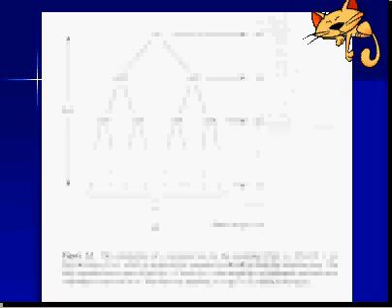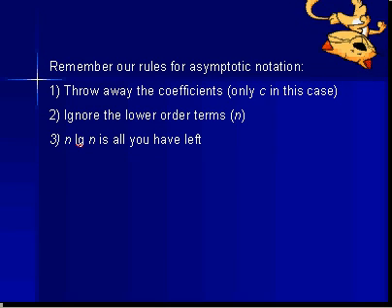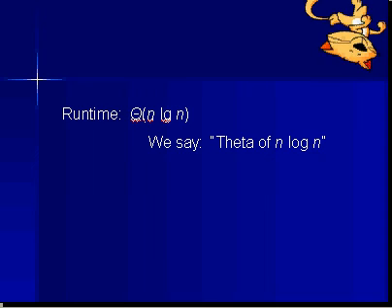So log n plus 1 times C of n ought to be our big total down here at the bottom. Cn log n plus C of n. What can we do with that? Take our rules for asymptotic notation and apply them. Throw away the coefficients, which is only C in this case. Ignore the lower order terms. We've got n and we've got log of n times n, so n is out. Put a big theta in front of n log n, some parentheses. You've got theta of n log n.